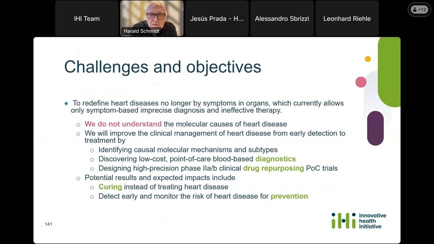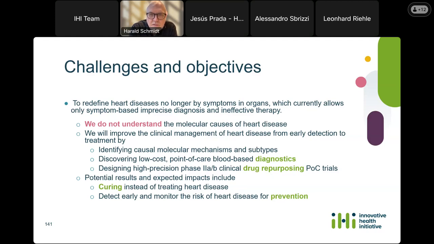So the challenge that we're actually addressing is that at the moment, we do not understand the molecular causes of heart disease. I mean, of course, with the exception of some cardiomyopathies, or if there is a toxic side effect of an anti-cancer drug, but for most diseases like coronary artery disease or heart failure, we have descriptive terms, but we do not understand the molecular causes of the disease.